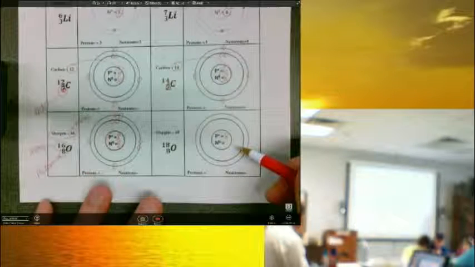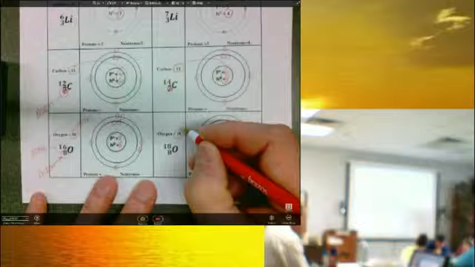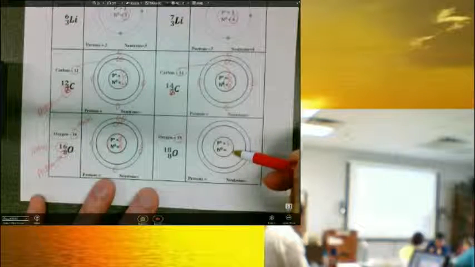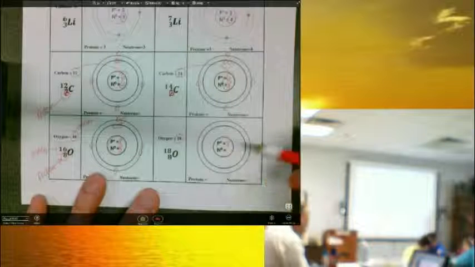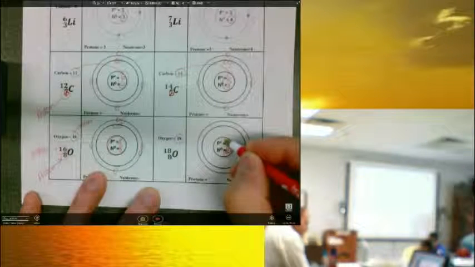Everybody needs to be looking at the board and paying attention. Okay? Now, on this one, Jace, we have oxygen 18. We have 8 protons. Jace, how many neutrons are we going to have? 10. We will have 10. 8 plus 10 gives us our 18.